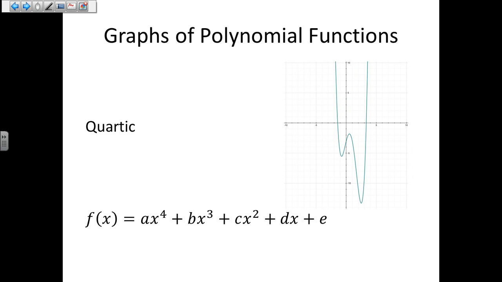A quartic graph, that is a polynomial with a degree of 4, looks a bit like a quadratic in the fact that both legs or both sides of the graph point up or both point down. You'll notice that this graph turns around several times.